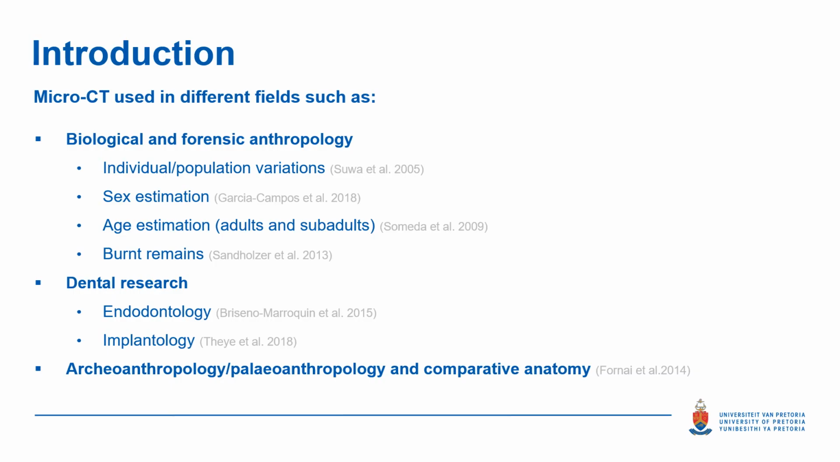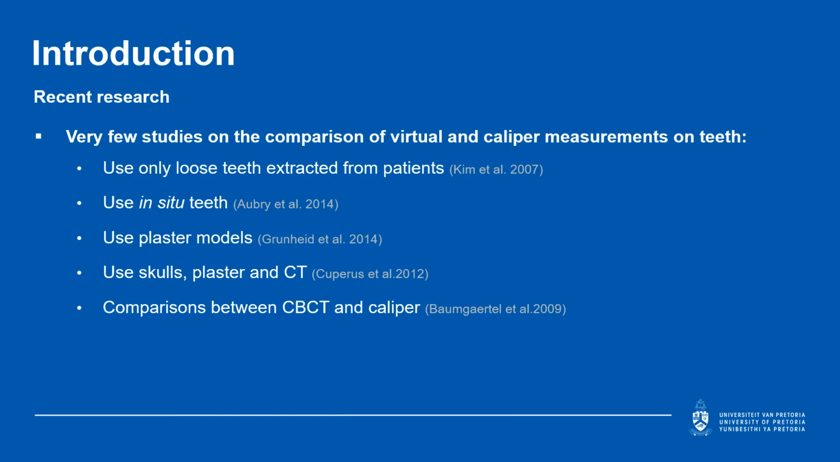Fields such as biological and forensic anthropology, dentistry, and archaeoanthropology have employed this method on teeth. Studies have already been done on comparing different scanning methods or comparing them to traditional caliper measurements for bone morphometrics. However, on teeth, we could only find 4 studies comparing virtual and caliper measurements. First, Kim et al. did a study using only loose teeth extracted from patients, while Aubrey et al. did caliper measurements on teeth in situ.